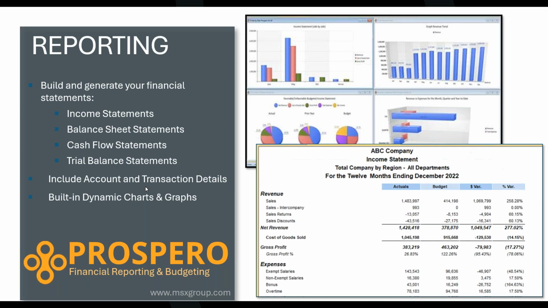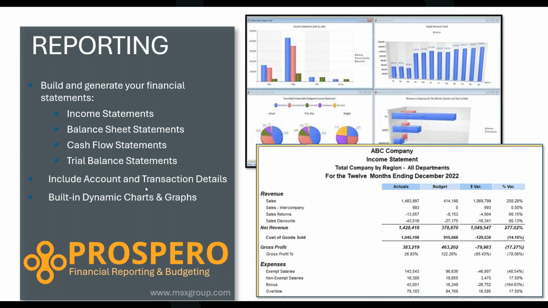Reporting inside Prospero. Prospero is very tailored for your reporting purposes. It's really intended for your financial statements, your income statements, balance sheet statements, cash flow statements, trial balance statements, and any other kind of supporting schedule you want to pull together from your GL data. With all those reports, we can also include account and transaction level details. So if you drill down on the reports, you can see the exact account number combinations all those balances are posted to, and drill down further to the transactions that make up those balances.